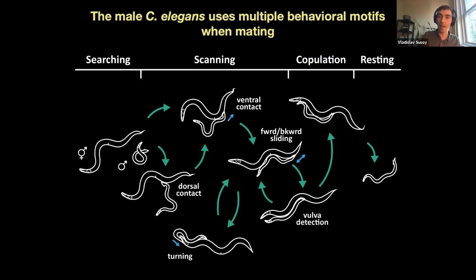Right, and this is just a picture summary of the movie that you just saw. Again, the male shifts between different behavioral motifs. These are stereotyped behavioral components. And one thing which is also a crucial feature of this behavior is that the behavior itself is goal directed. So there is a certain goal that the male tries to achieve. And this is very similar to many other behaviors that we see in animals.